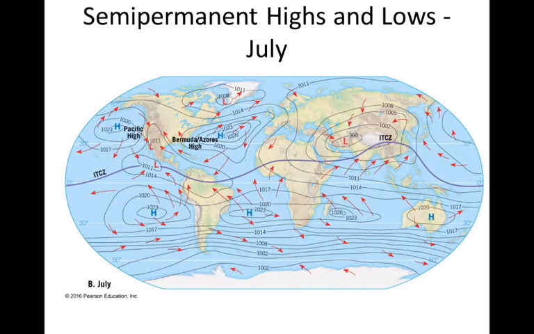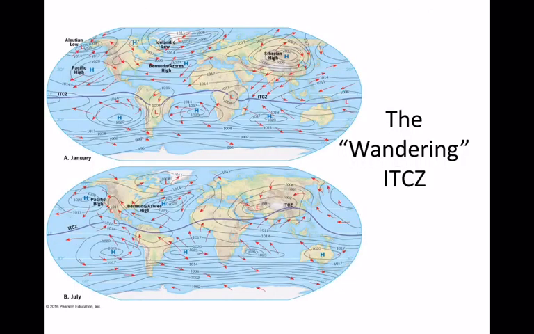You still see your semi-permanent high pressures. The low pressure up there went away. The southern hemisphere, do you remember what I said about water? Who has more water, the northern hemisphere or southern hemisphere? The southern hemisphere has more water. And that's a player in some of these large-scale winds that we see. All right, here they are side by side.